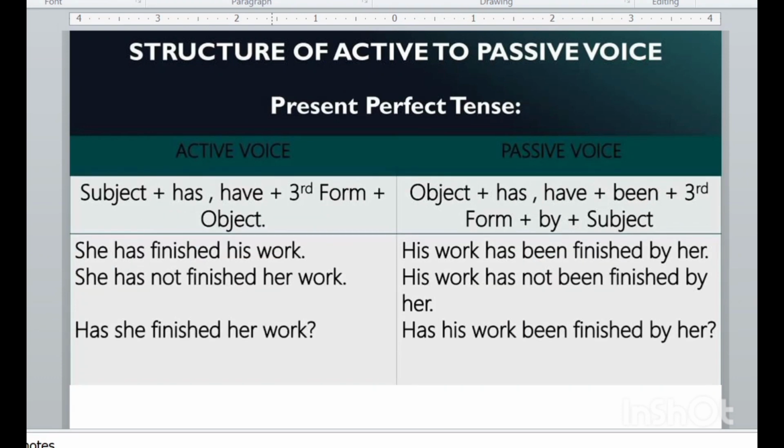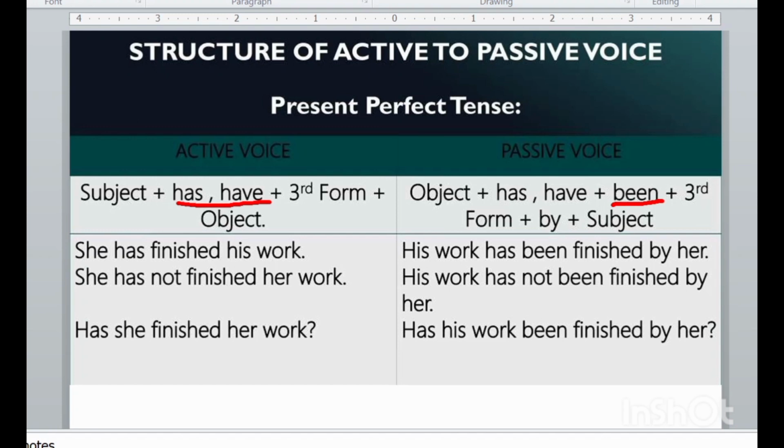Next is present perfect. In active voice: subject plus has/have plus third form of verb. Has and have act as helping verbs in this tense. In passive voice: object plus has/have plus been plus third form of verb plus by plus subject. It is very easy, only been is additional here.